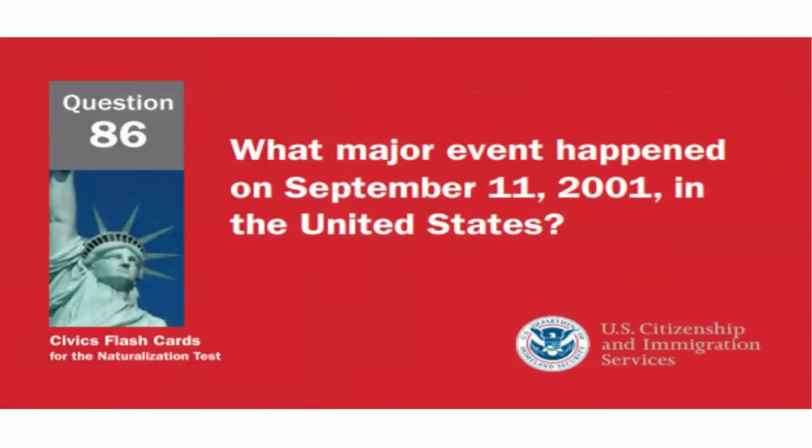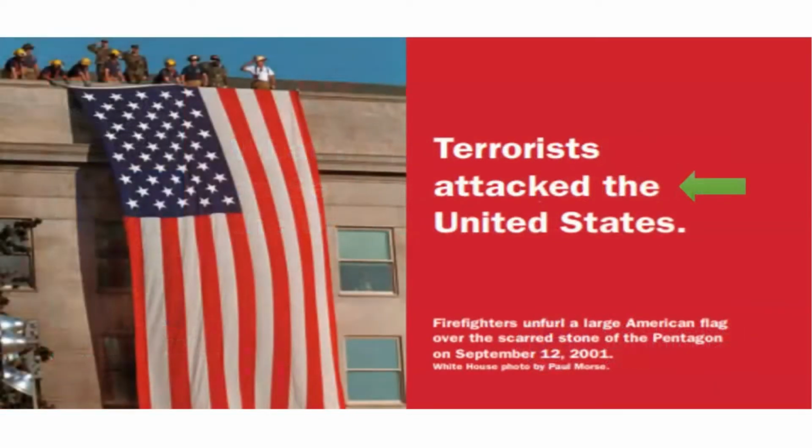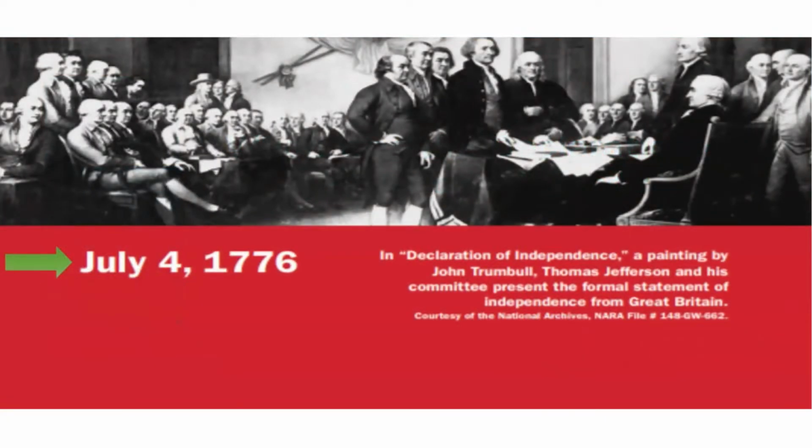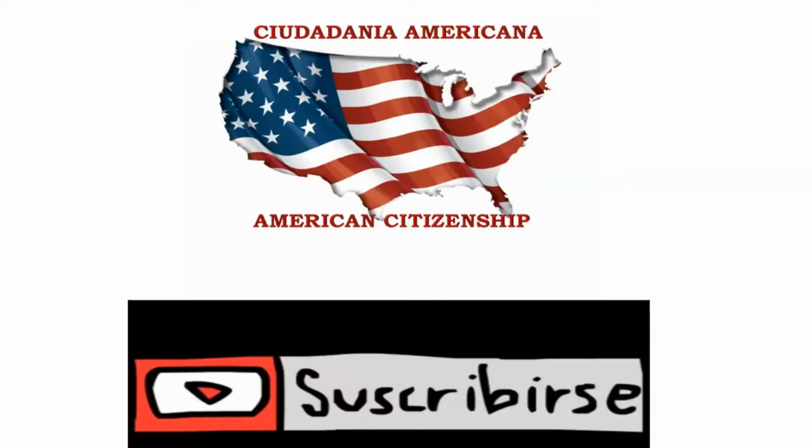What major event happened on September 11th, 2001 in the United States? Terrorists attacked the United States. When was the Declaration of Independence adopted? July 4th, 1776.